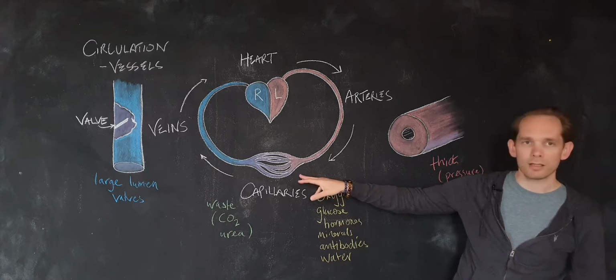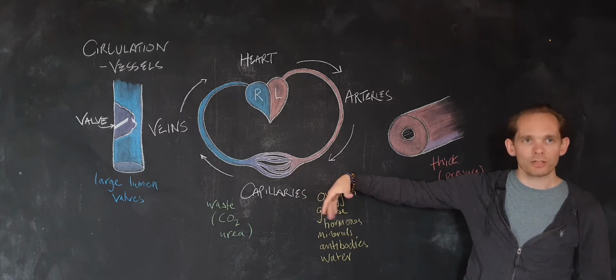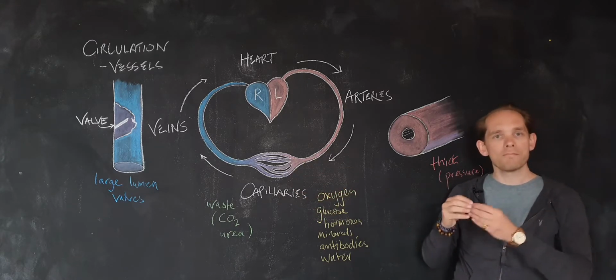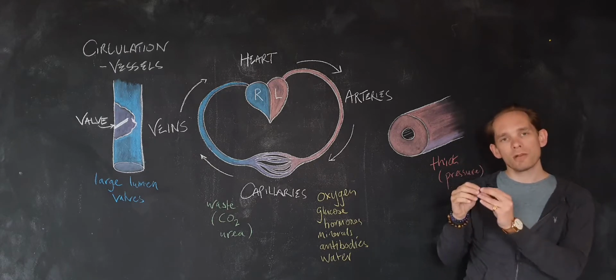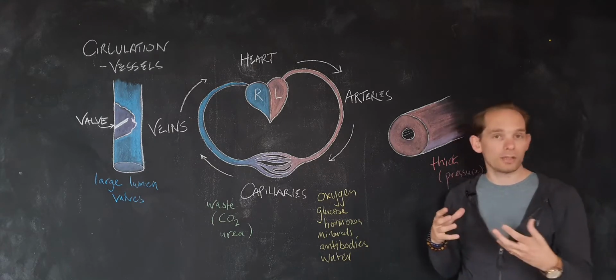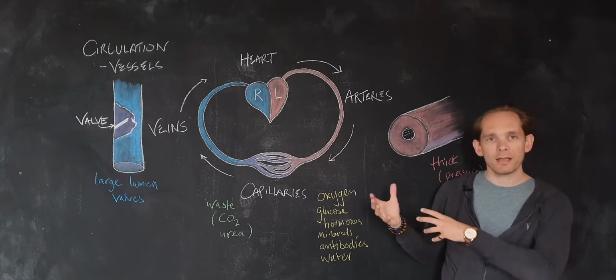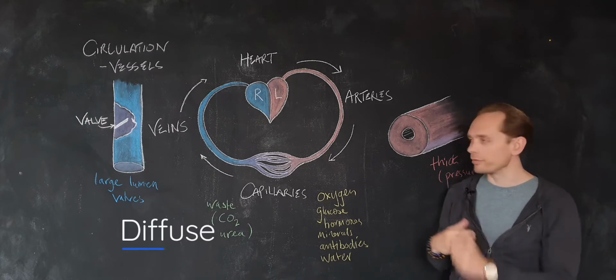So by the time you get to the tissues where we need exchange of oxygen and so on, they are much, much thinner vessels with much thinner walls, and they're not taking so much pressure, of course. But here is where materials diffuse through these thin walls.